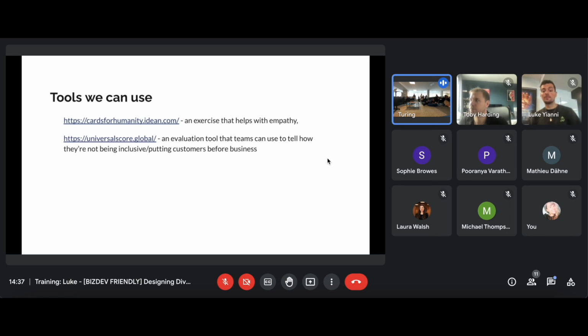Universal Score. This is an evaluation tool that teams can basically use to tell how inclusive they are. This is kind of like the one before, but less technical. You basically get a quick quiz and it'll tell you how inclusive your product is. That's really helpful. And there's also design toolkits. Dropbox and Microsoft have some really cool ones. I really like Microsoft, so I'd click on this and read it if you have the time. It's really good about how to be more inclusive.